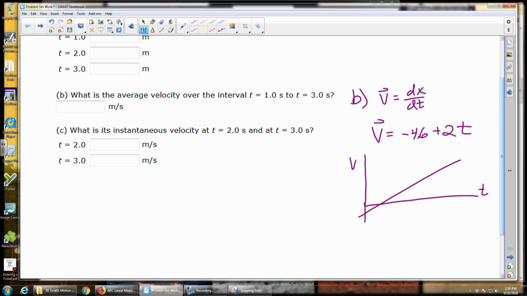Let's try that. So I'm thinking 2 times 2 minus 4.6, which is negative 0.6, and 1.4. I wonder if that's right.